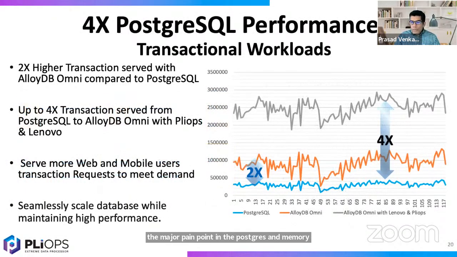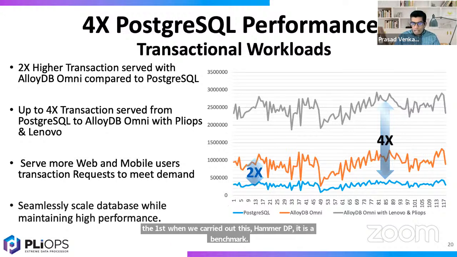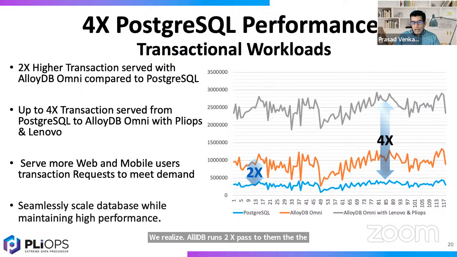So we picked up AlloyDB, working with Google, to find out, since Postgres is highly adopted in multiple enterprises, if we were to use AlloyDB in its place, what are the benefits? When we carried out this HammerDB TPC-C benchmark, we realized AlloyDB runs 2x faster than PostgreSQL, where PostgreSQL gives 500K transactions per minute, and then you're running at almost 1 million.